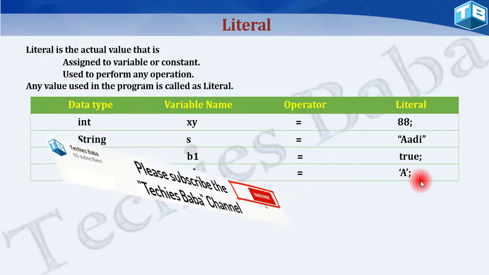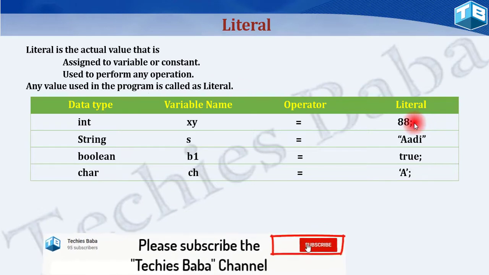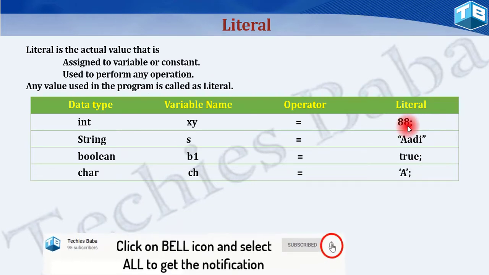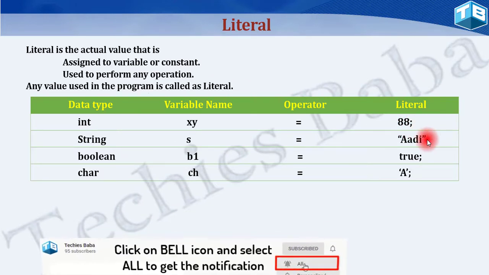So if you see, in the integer we are using just the numeric value, but for the string, we are using double quotes.